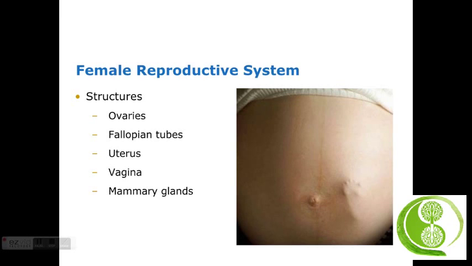So, the female reproductive system includes structures such as the ovaries, the fallopian tubes, the uterus, the vagina, and the mammary glands. Breaking each of those down, the ovaries are the primary female sex organ that secretes the sex hormones estrogen and progesterone. Within the ovaries are immature egg cells that develop over time in response to sex hormones.